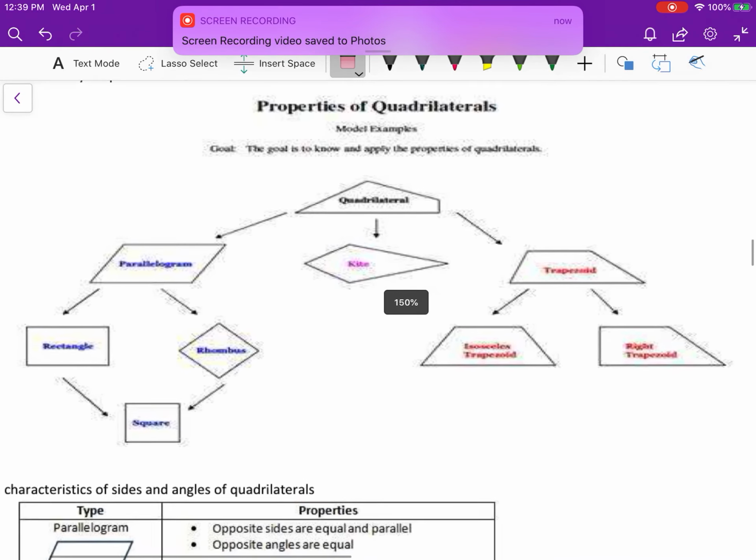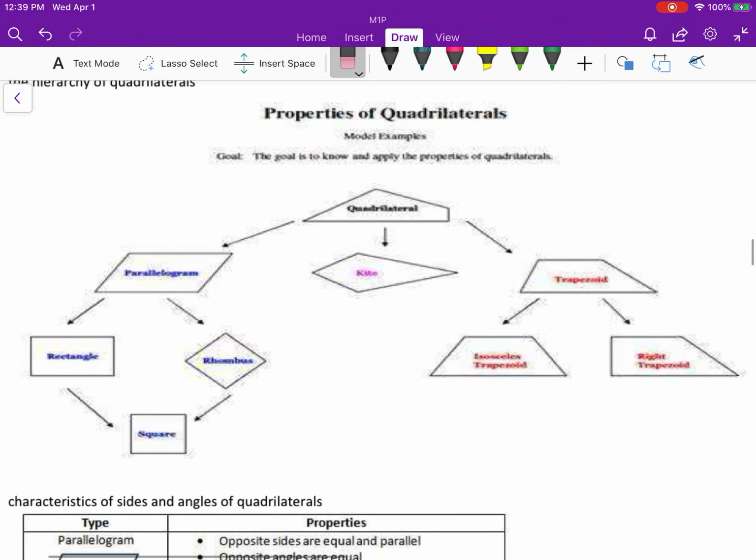Okay, so the next part is dealing with quadrilaterals. You're going to see this in Math 2 like crazy. Okay, we actually have a hierarchy of quadrilaterals. A quadrilateral is nothing but a four-sided figure, a four-sided polygon. And it can be broken down into three different categories.